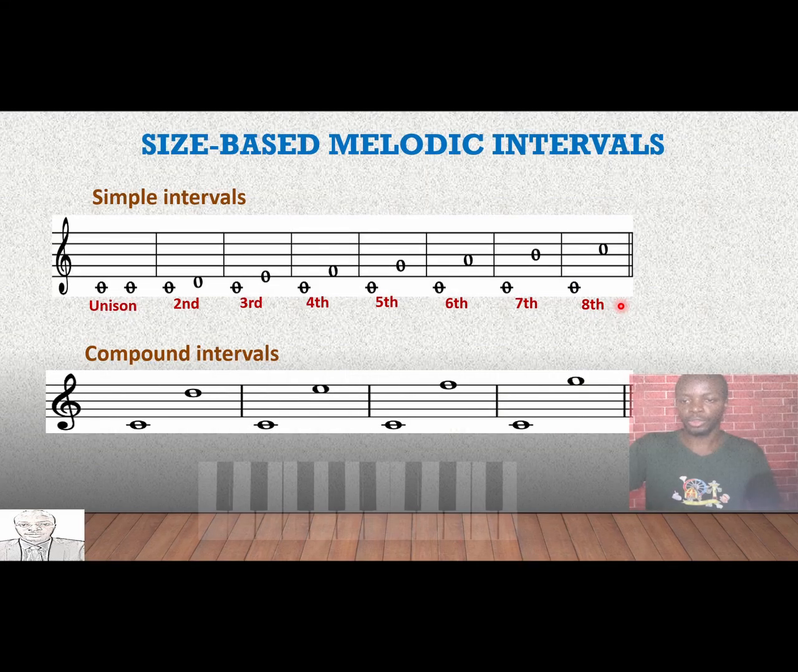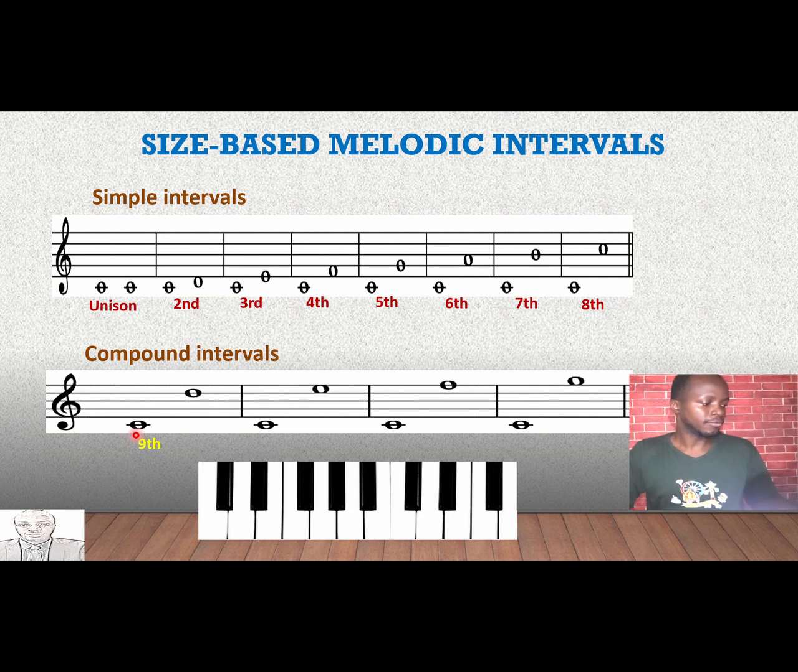Now let's talk about some compound intervals. So when you have C to D, that's D above the octave, that is a ninth, that is an octave and a second. You see that is a compound version of a simple second, right? Now let's see the second one. C to the upper E is a tenth. When you count the number of notes between the two pitches, it's 10. The tenth is an octave and a third, so it's similar to a simple third.